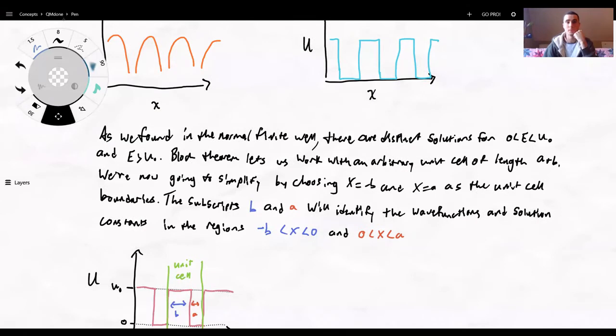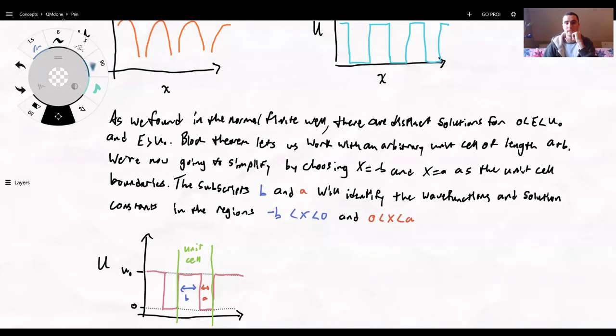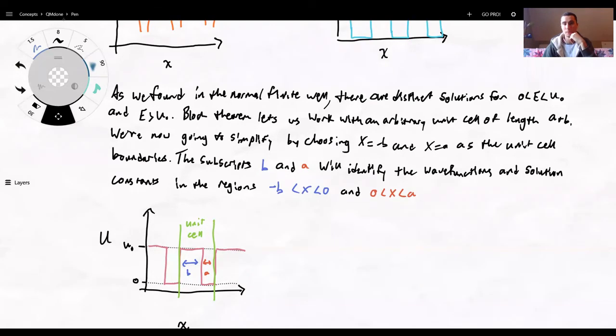Just like we found in the normal finite well, there are distinct solutions, and the Bloch theorem lets us work with an arbitrary unit cell of length a plus b, which I'm going to get into what that means in a second. And we're going to simplify by choosing these x points as the unit cell boundaries. So from now on, the subscripts b and a, and I'm trying to use different colors as well, will identify the wave functions and solution constants in the regions b and a.